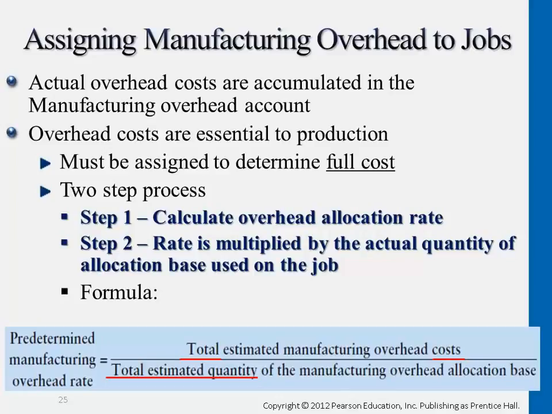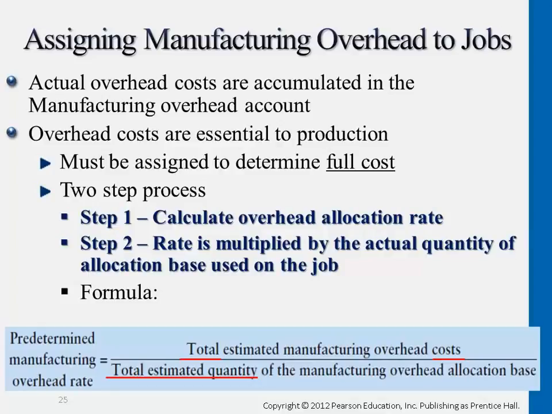Okay, and then we use this number, we divide it by the quantity of the allocation base. Now this could be machine hours, labor hours, or labor cost. So basically, what is the thing that drives the indirect costs? What is the main factor causing these indirect costs? We want to divide it by an estimated quantity of machine hours or labor hours.